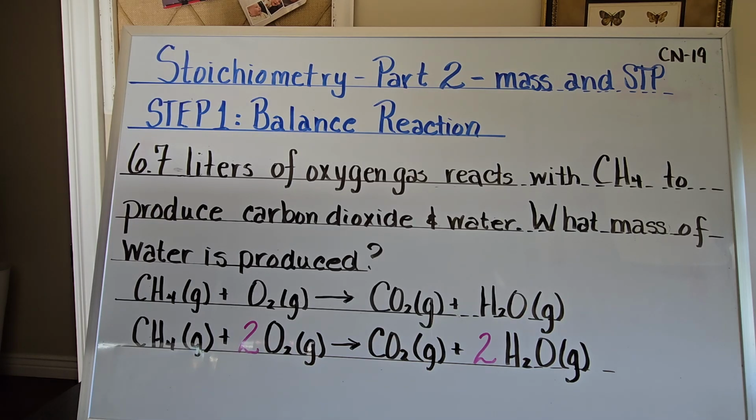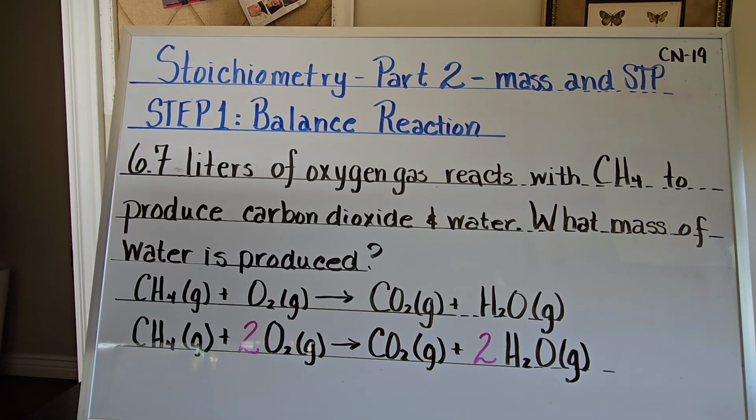Here I've come up with a problem dealing with, again, liters or volume of a gas. So 6.7 liters of oxygen gas reacts with CH4, that's methane, to produce carbon dioxide and water. And the question asked is, what mass of water is produced? So again, we will have to use some of the skills we developed in Part 1, or if you need to go back to earlier class notes, please do that.